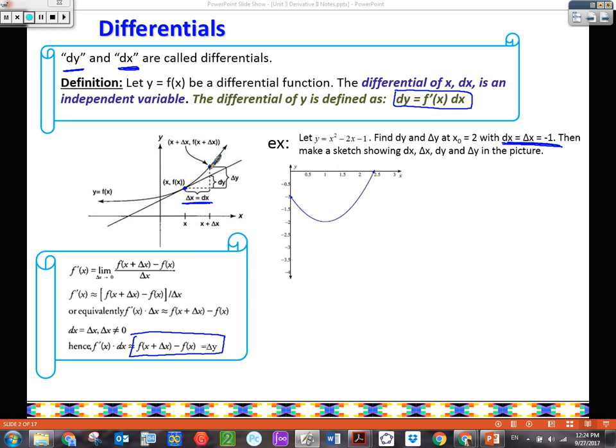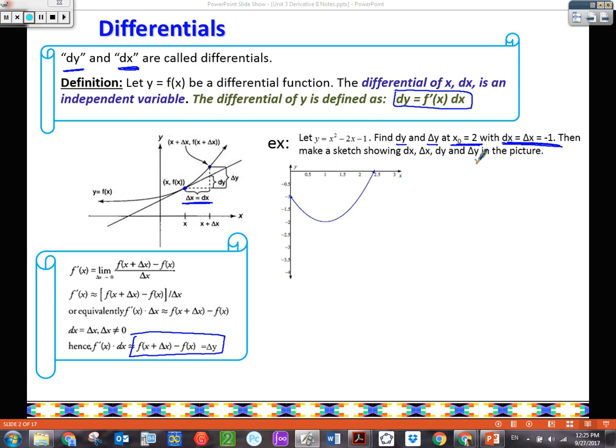Okay, so what we're going to do over here, we're going to apply. We're going to do one of these. We're given a function. We're supposed to find dy and delta y. We're told what x naught is, and we're told what our change in x is. And then we're supposed to sketch all of these items in the picture. Okay, that's our job. So let's do that.